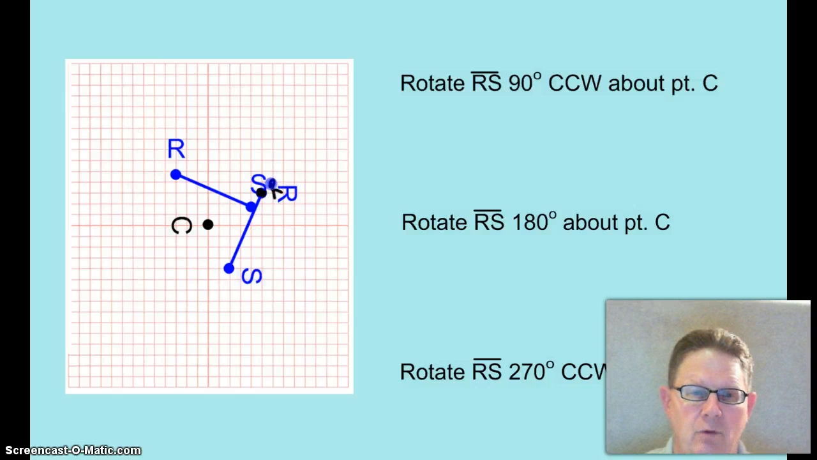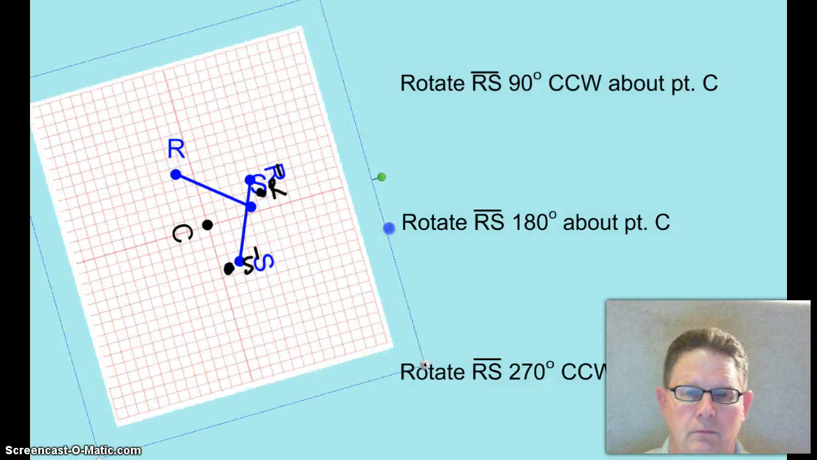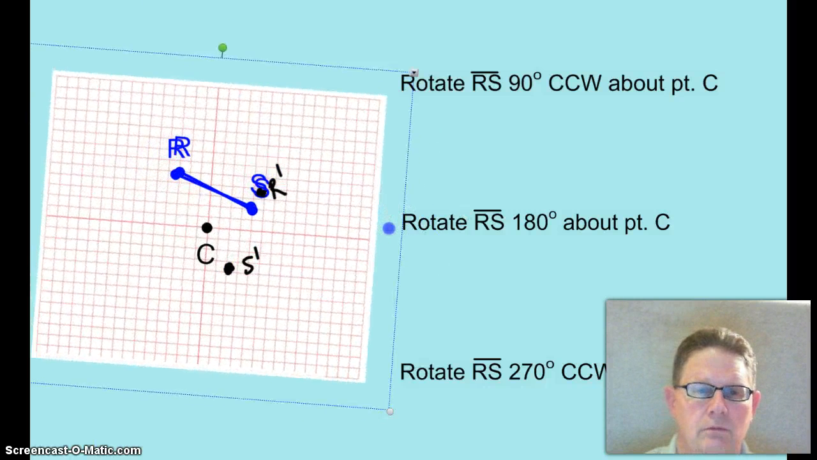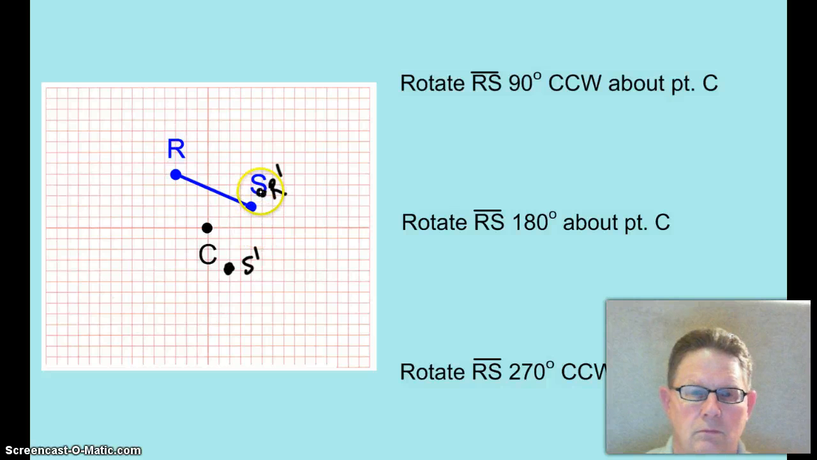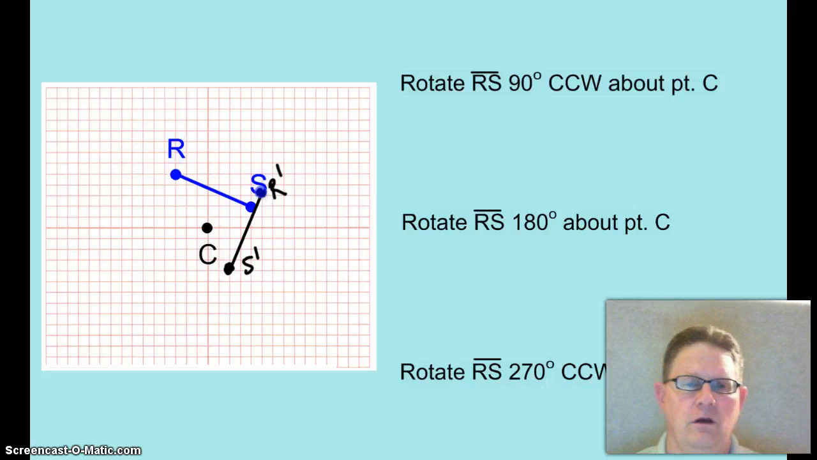There's R prime, almost landed on S. And there is S prime. And there is RS under a 270 degrees counterclockwise rotation about point C.